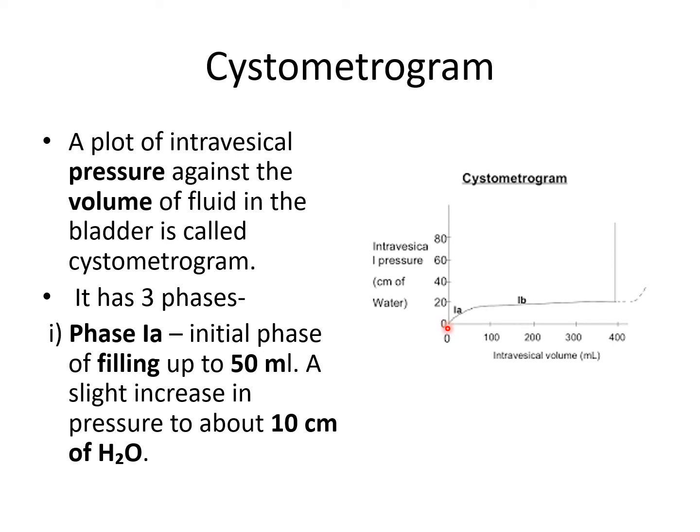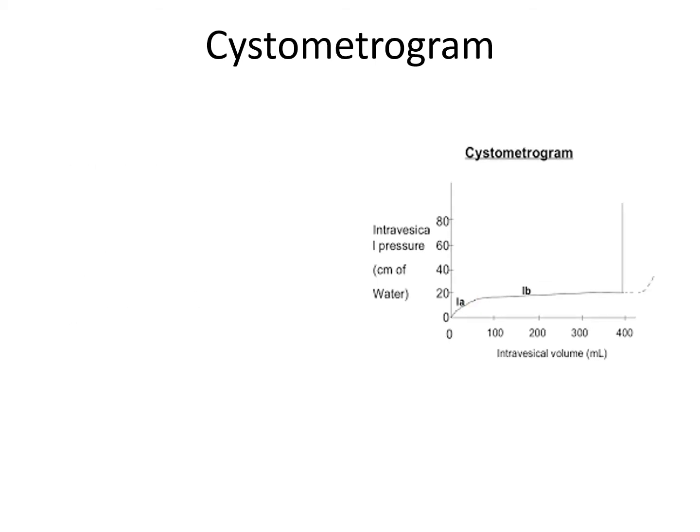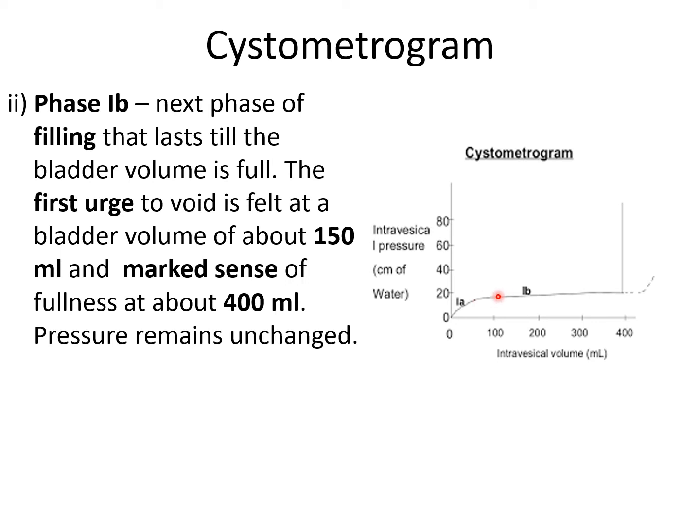In this phase 1A, what happens? You can see from 0, there is a gradual, slow increment of the intravesical pressure as well as the intravesical volume. From 0, pressure rises nearly up to 10 centimeters of water while the urinary bladder fills with 50 ml of fluid or urine. So, this is the initial filling phase, also called 1A.